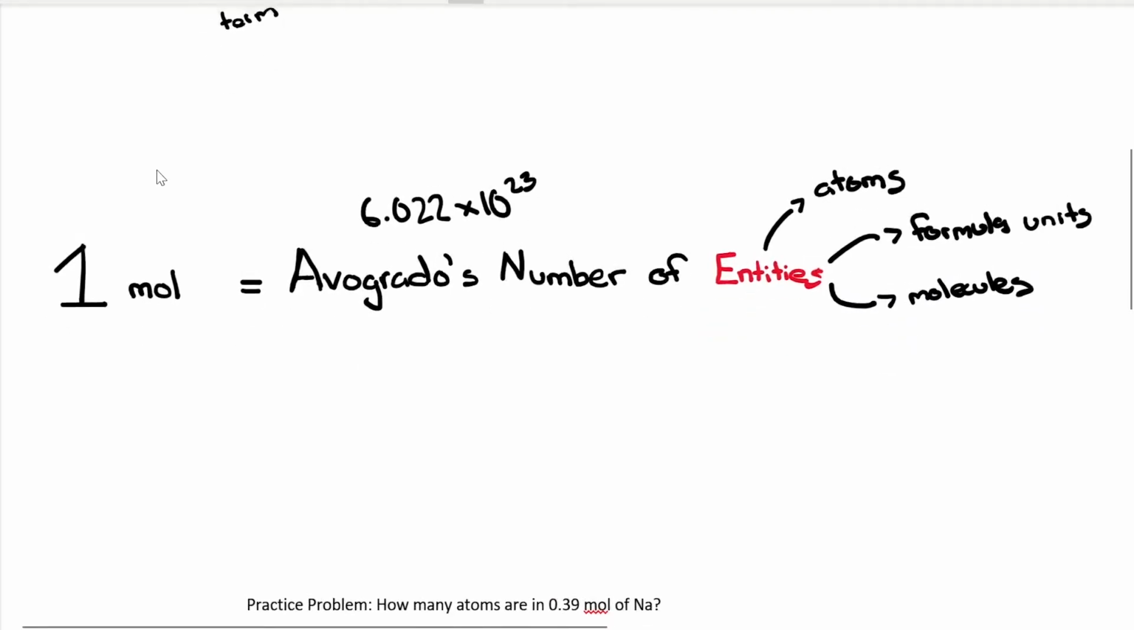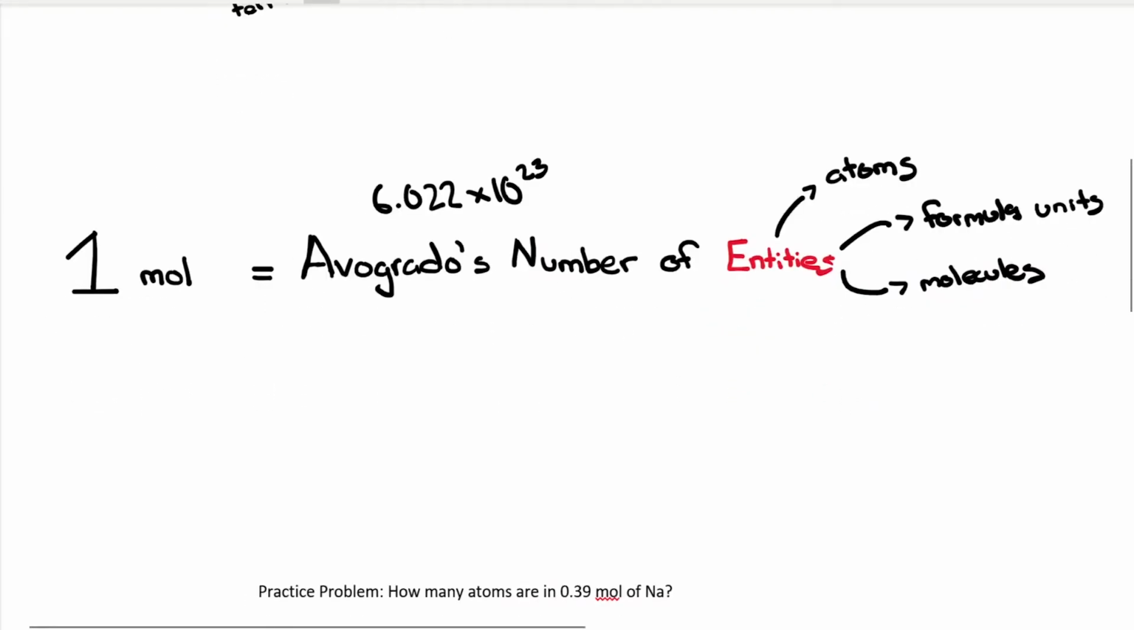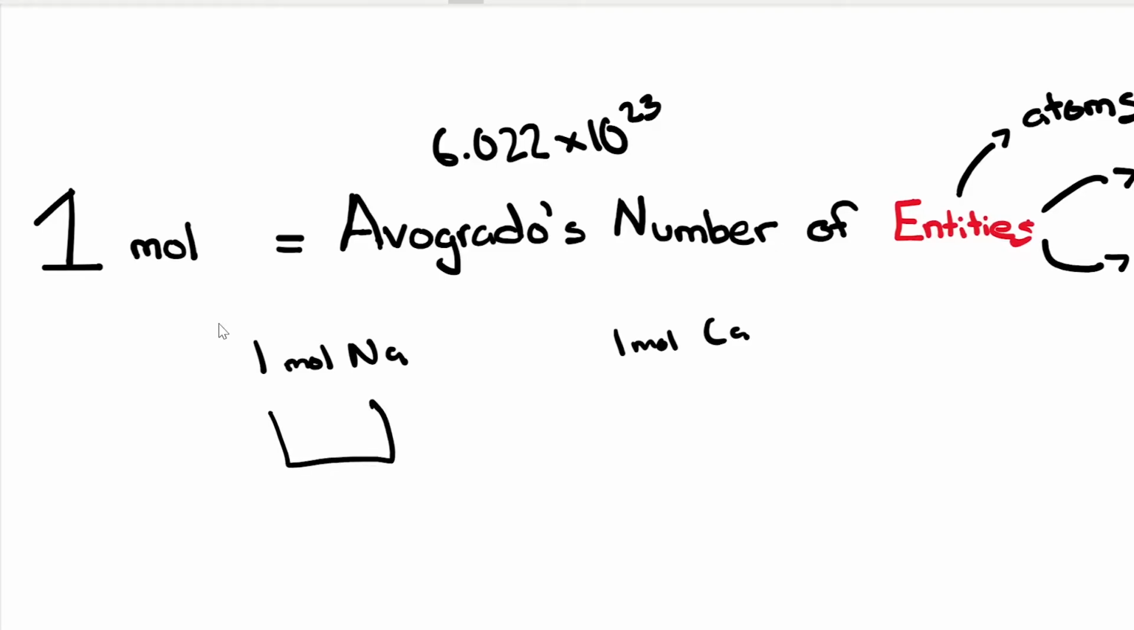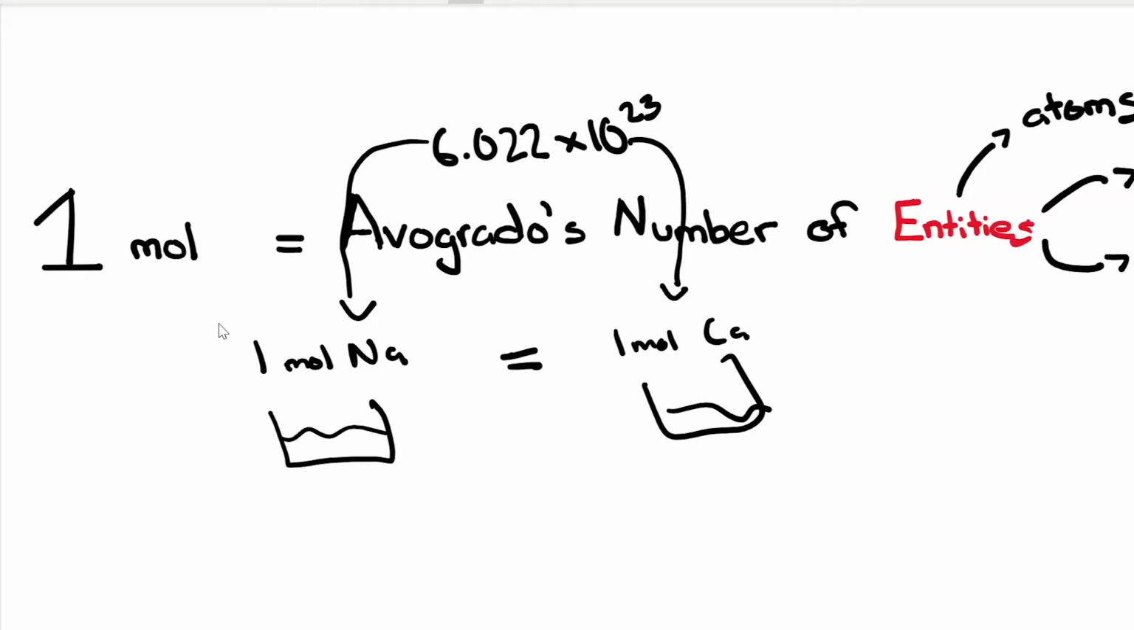Awesome. So another concept that we really need to look at and explore is the idea of 1 mole of one particular element being the same as a mole of another particular element. So say we have 1 mole of sodium and we have 1 mole of calcium. It is essential to note that the amount of substance in both samples, so let's imagine they're samples, are equal. They both have 6.022 times 10 to the 23 atoms. They both have equal amounts of substance.